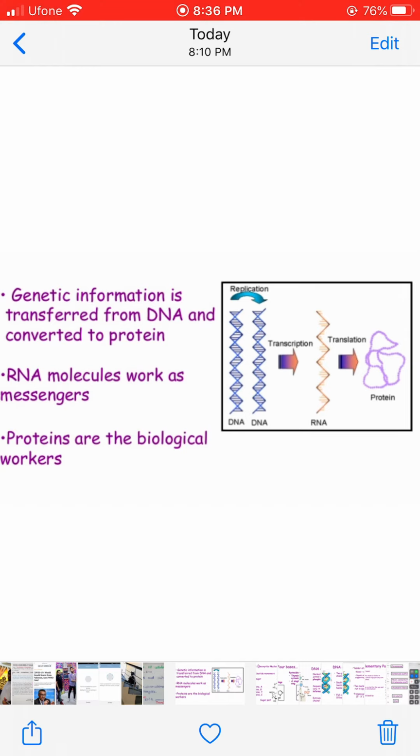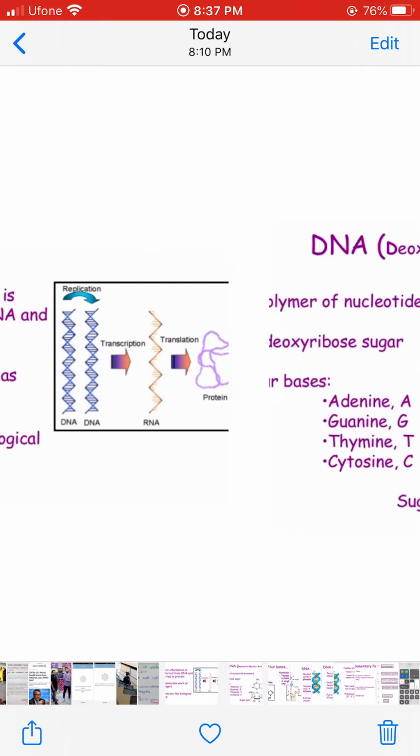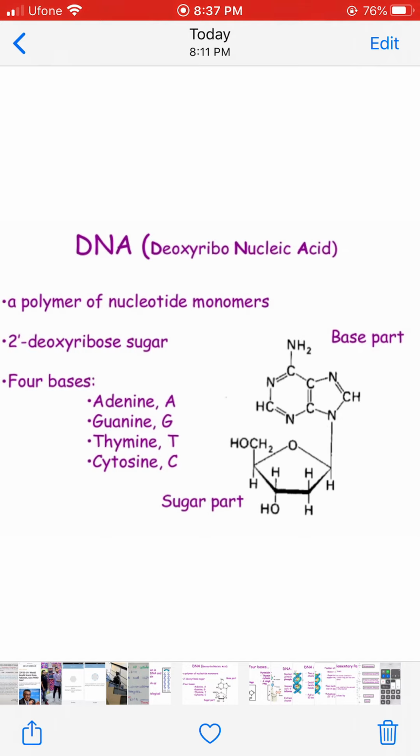by firstly knowing the structural basis of all the biomolecules. And then after the completion of the process of replication, the second process will be transcription and then the translation. So what is DNA? DNA is the deoxyribonucleic acid.